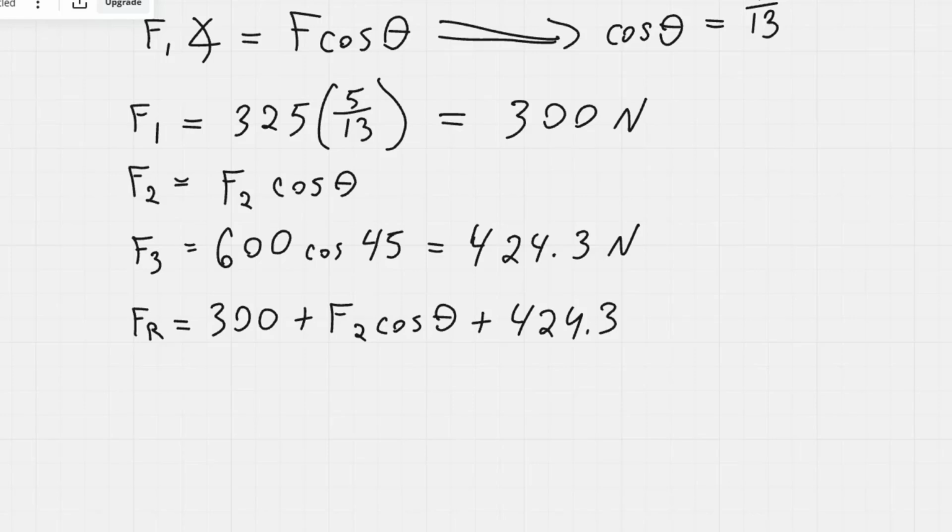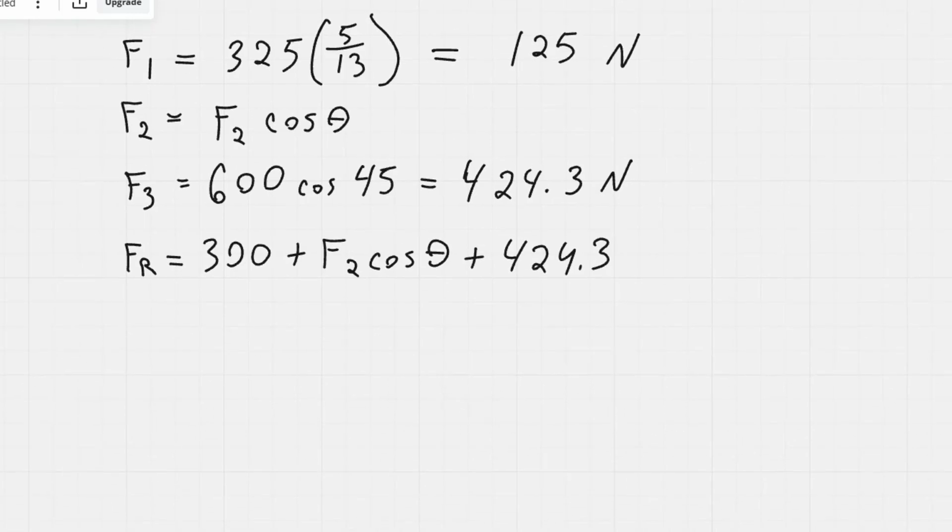Sorry. This shouldn't be 300 newtons. I thought I saw something wrong. But up here, when you evaluate it, 325 times 5 divided by 13 is actually 125. I was confused. And this also should be 125, right?